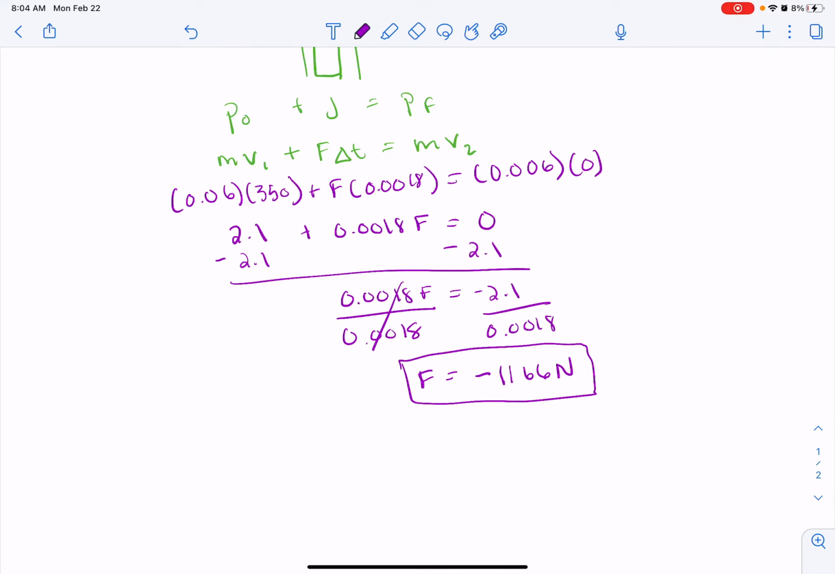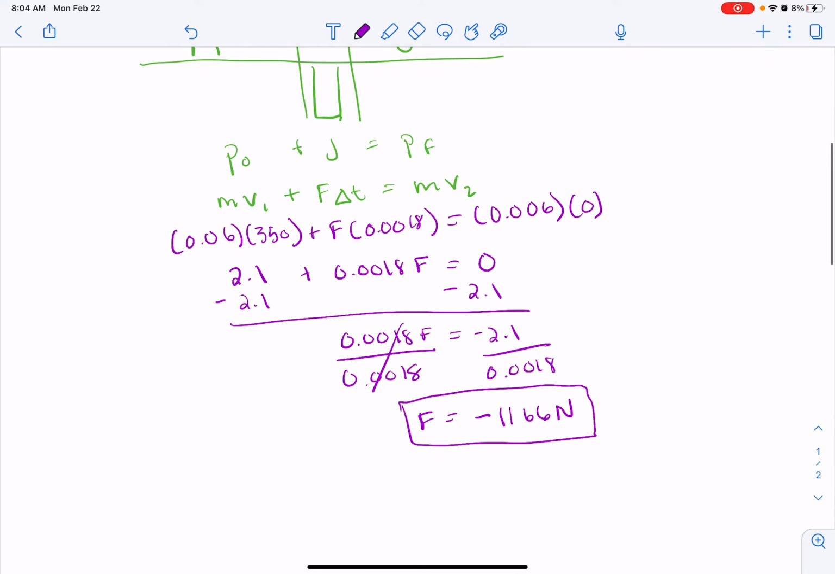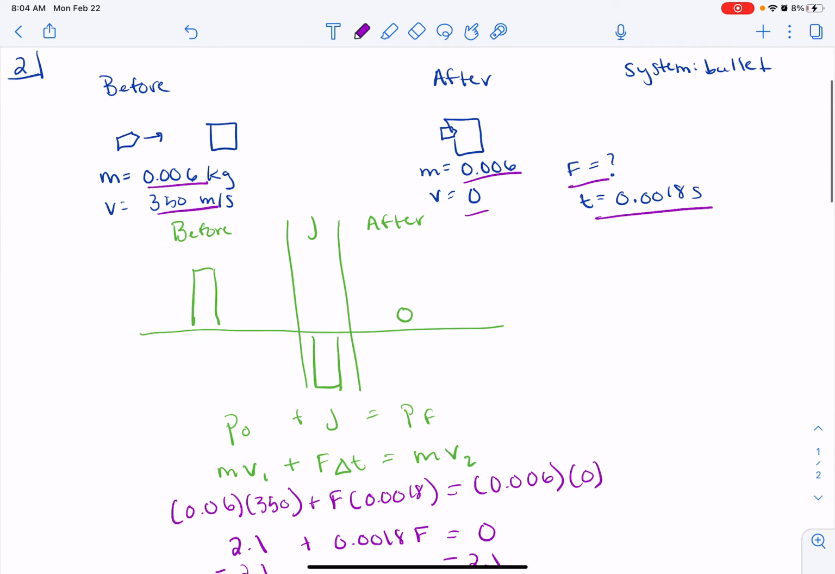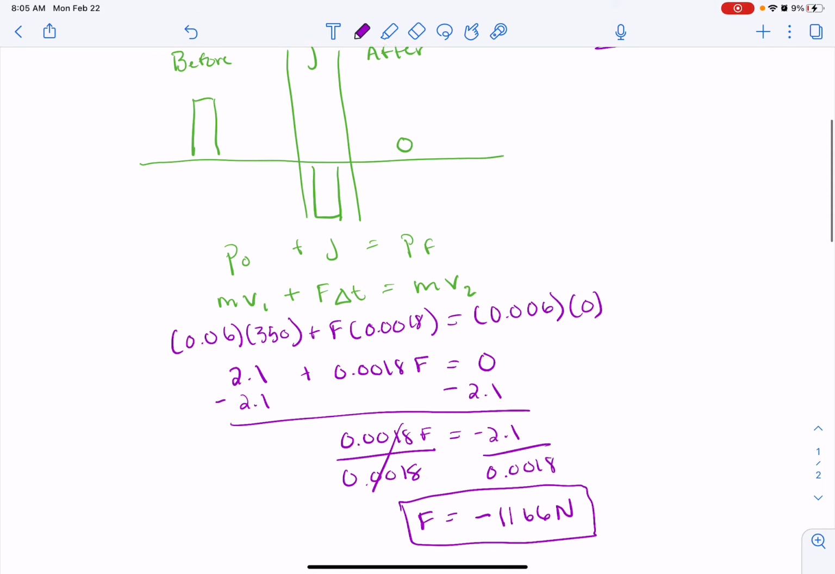I want you to notice that this is negative, and that makes sense because we knew our impulse needed to be negative. Also, we said that our velocity was positive, which means this is the positive direction, so the force that the box is exerting had to be negative. So it makes sense to have a negative value. You can always check yourself with that. If the impulse is negative, the force needs to be negative as well. So that's problem number 2.